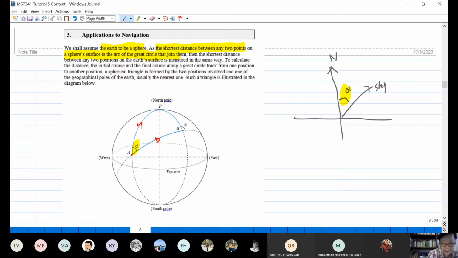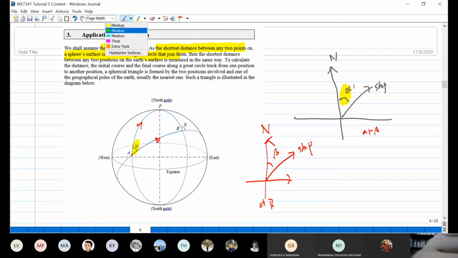So what is the bearing now after you move to B already? After you move to B, you can now have a bearing. This is alpha at A, and this is at B now. Then the bearing changes, because the ship moved. So here it is beta now, measured from the North Pole. The bearing of the ship changed direction already. So this is the beta here.